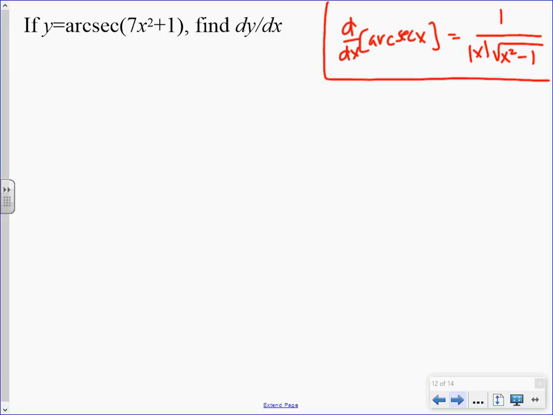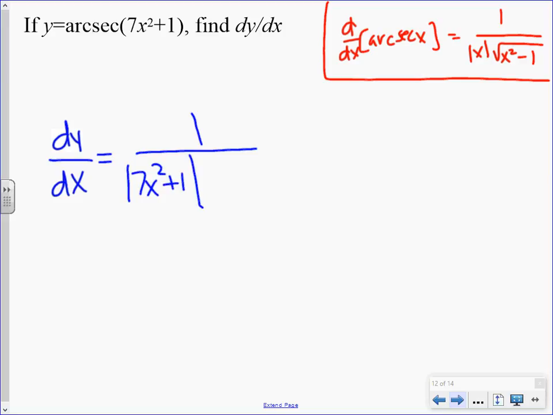Okay, this is the arcsecant derivative rule. So when we take the derivative, we have 1 over the absolute value of what? What did you say? Okay, which is what, Larry? Good. Times the square root of, instead of x squared, we write 7x squared plus 1 squared.